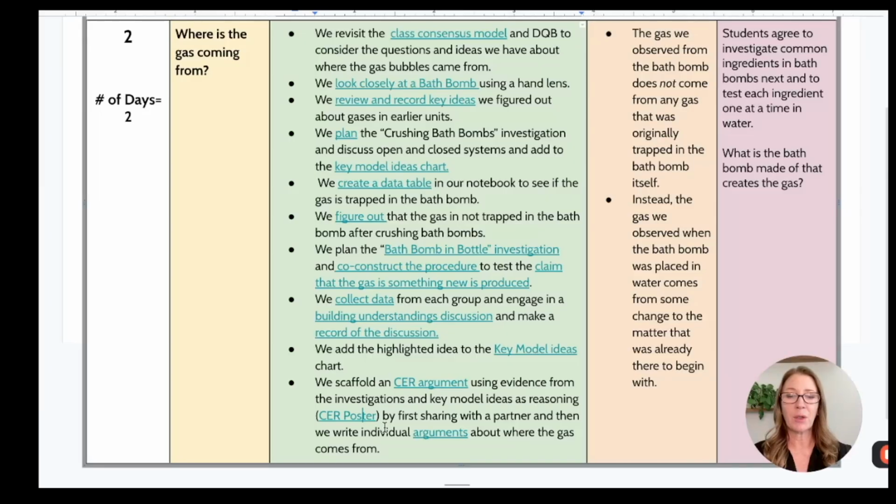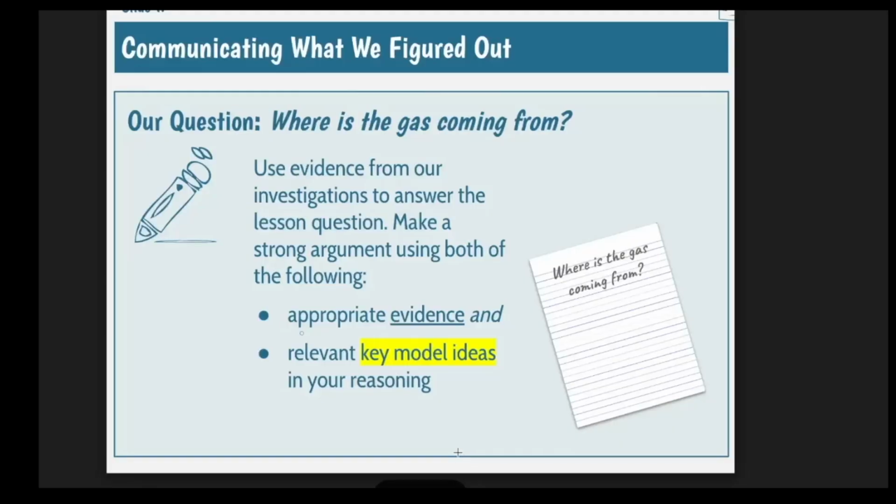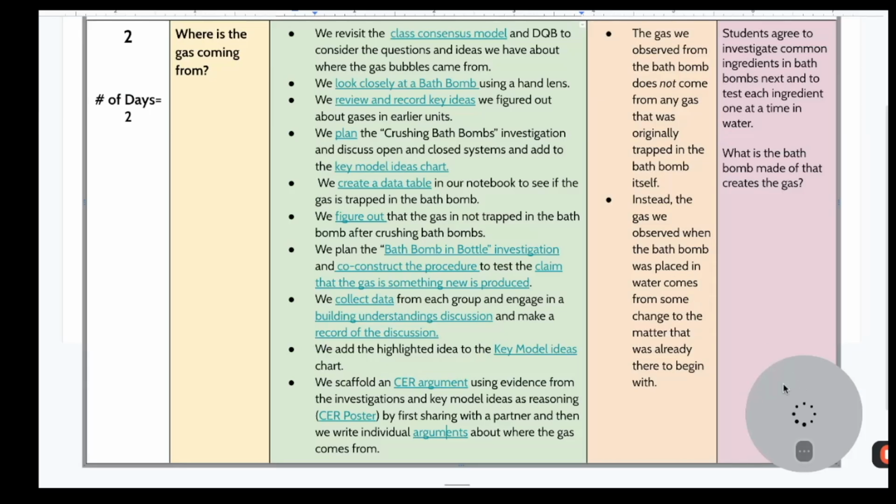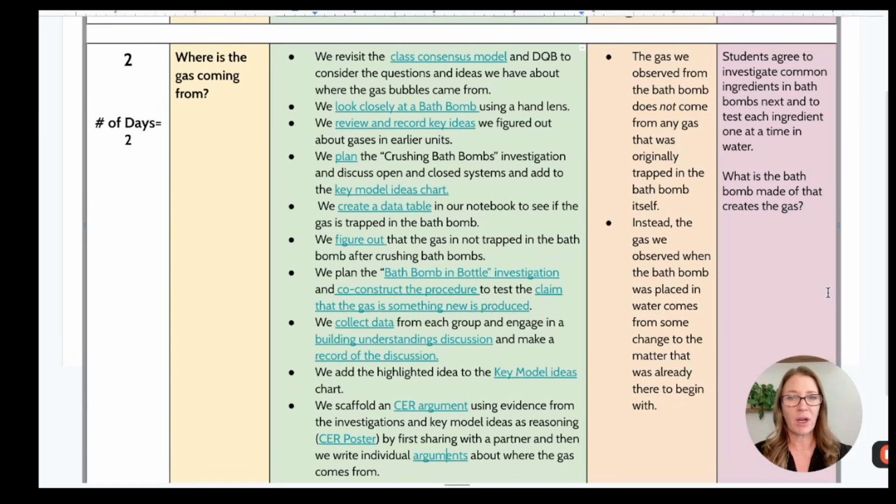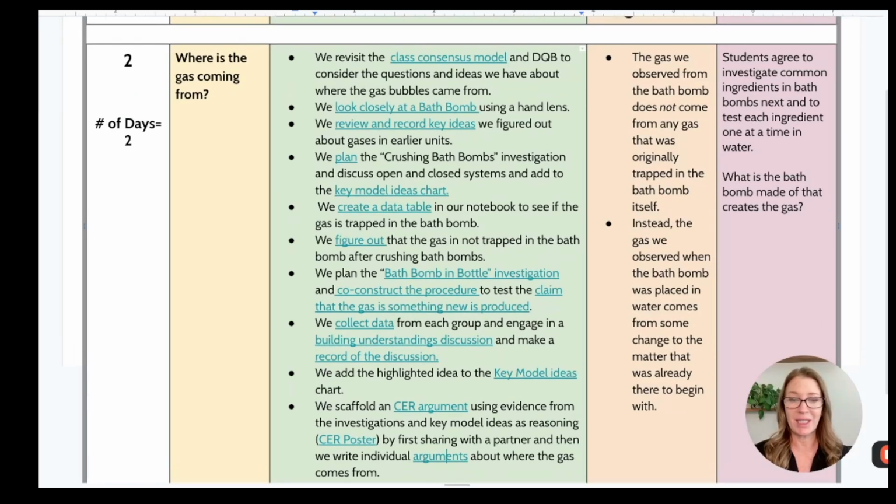And then the final thing is that they're going to write individual arguments about where that gas comes from. This is definitely something you can grade. They're going to use the evidence and the key model ideas. Some people scaffold this even more and do the CER graphic organizer. So there's a lot going on in lesson 2, two investigations and a CER. A lot is happening. Good luck.